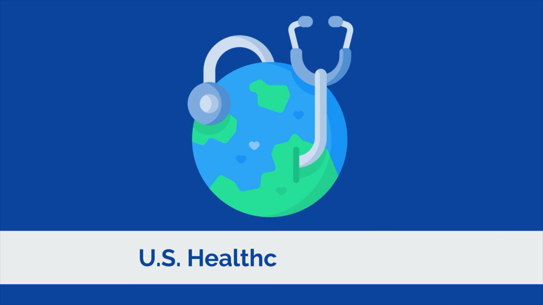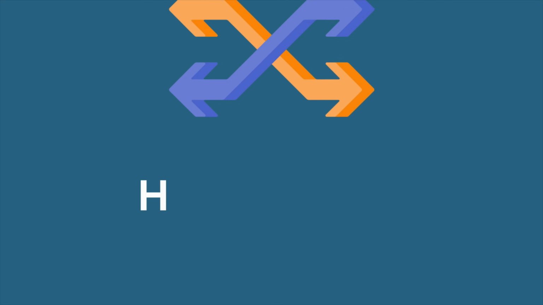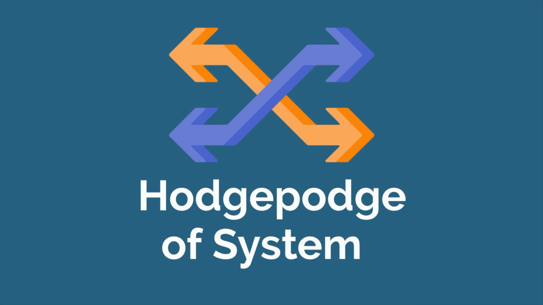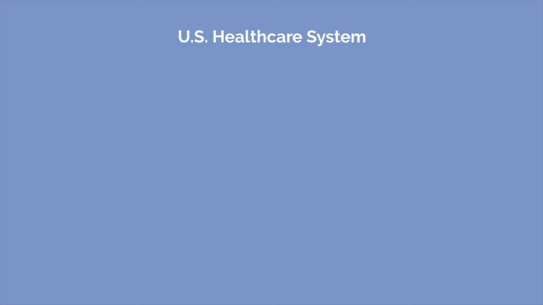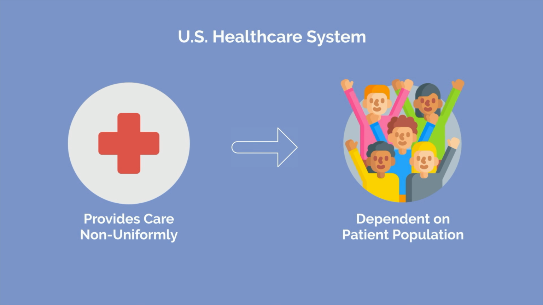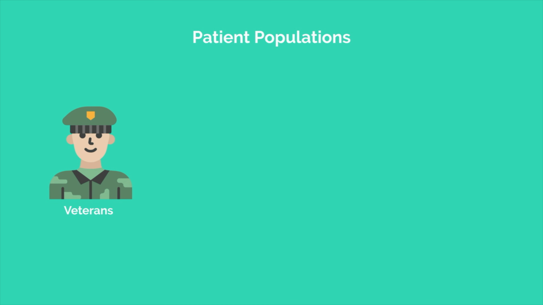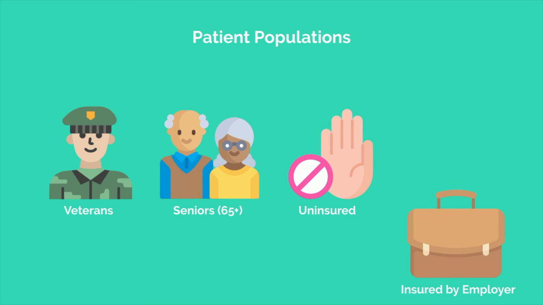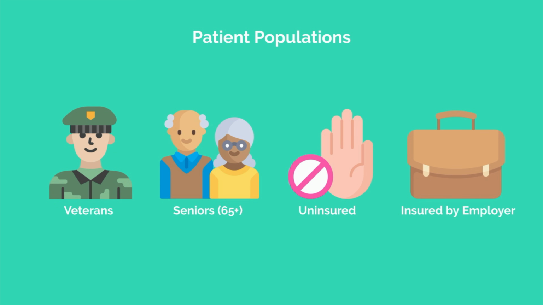The major difference between other nations and the United States is the fact that here in the US, the healthcare system is a hodgepodge of systems. The US is one of few countries that provide care non-uniformly in 4 different ways depending on the patient population in consideration. Those 4 populations are veterans, citizens aged 65 or older, uninsured citizens, and working citizens with employer-sponsored health insurance.